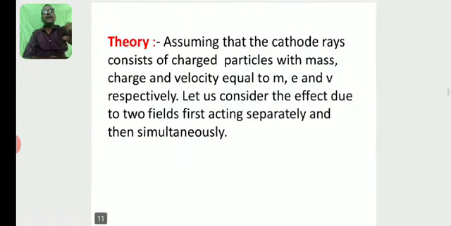What about the theory of the experiment, that means J.J. Thomson's method? Assuming that the cathode rays consist of charged particles with mass, charge and velocity equal to m, e and v respectively, let us consider the effect of the two fields, first acting separately and then simultaneously.